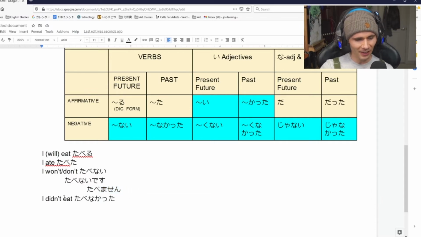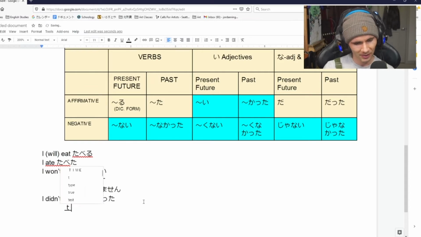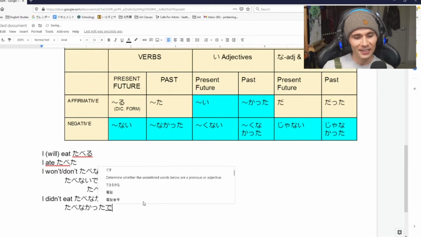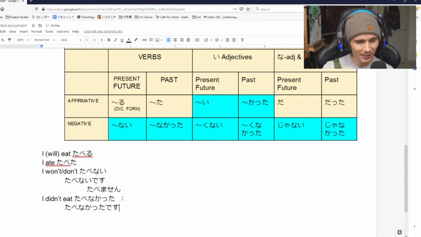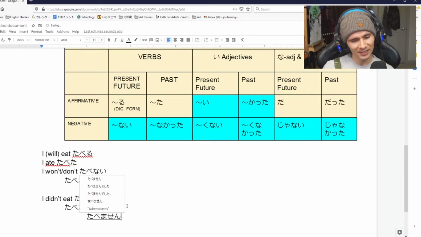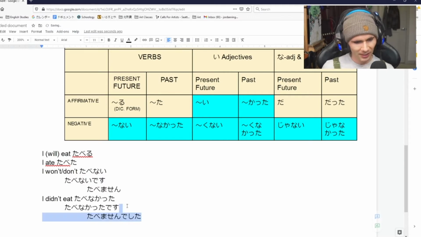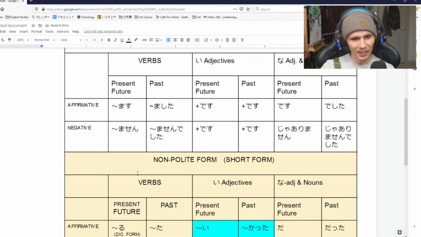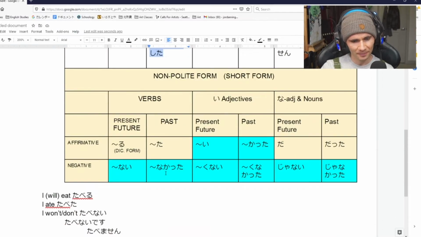Now, we have a similar thing with didn't eat. So we can say tabenakatta desu, and that's a little bit more polite than just saying tabenakatta. And then out of these three though, tabemasen deshita, this one here, is going to be the most polite. And that comes from up here.